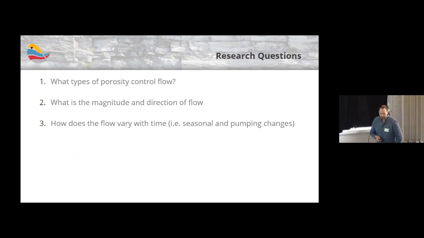So some of the research questions we were trying to address with this work in the Guelph area is what types of porosity control flow. As Abigail just mentioned, there's all kinds of different porosities. There's vuggy porosity, fracture porosity, and so on. So which types are important in terms of groundwater flow? What's the magnitude and direction of flow in this bedrock aquifer? And then how does this flow vary with time? So how do the seasonal changes, the snow melts, the precipitation and recharge events, pumping changes, how does this affect the bedrock system?